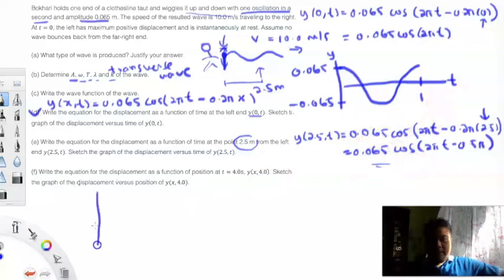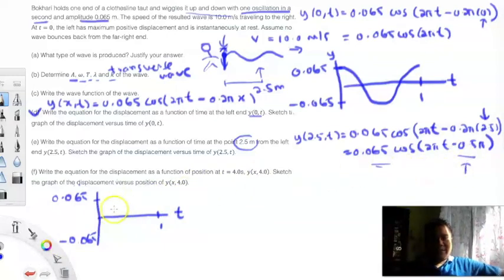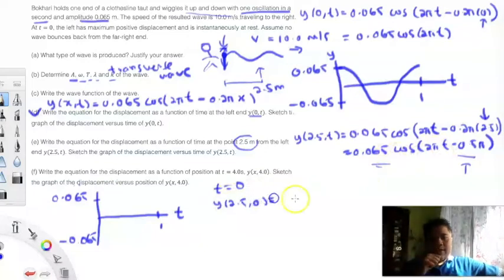Okay, so you draw the same thing. We have 0.065, and this is 1 second. Now we have an additional term here, so we cannot just draw a cosine function, but we can evaluate this by putting t equal to 0. So if you put t equal to 0, that means y at 2.5 at time 0 is equal to 0.065 cos. You are only left with this expression because your time is 0.